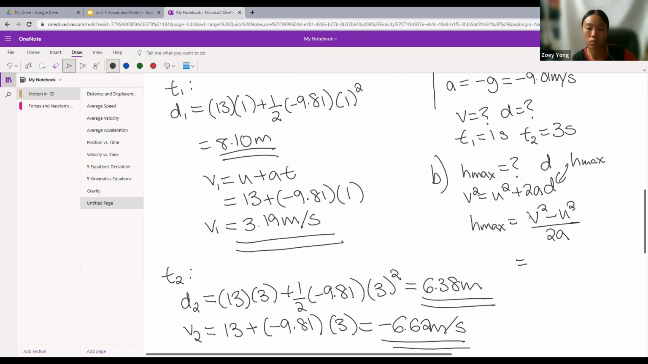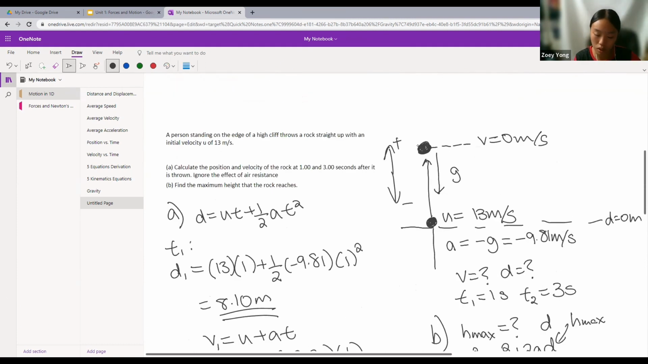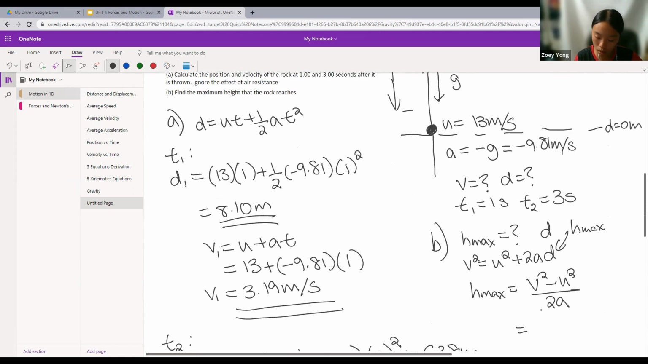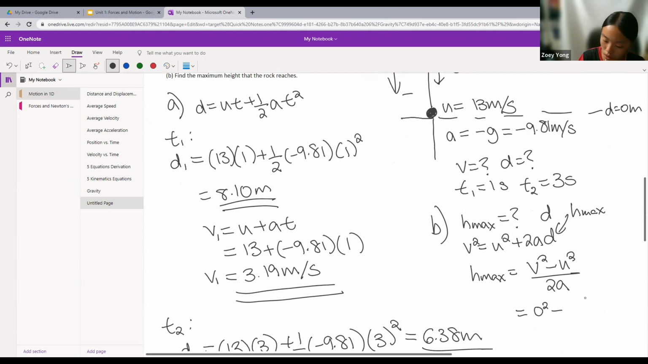v we know is going to be 0 because it's at the highest point and the rock is going to stop at its highest point. So it's going to be 0 squared minus the starting velocity, which is still the same, 13 squared, over 2 times the acceleration due to gravity, which is negative 9.81 because the acceleration is downwards. And we're going to get an answer of 8.61 meters. So that is the maximum height that the rock reaches.